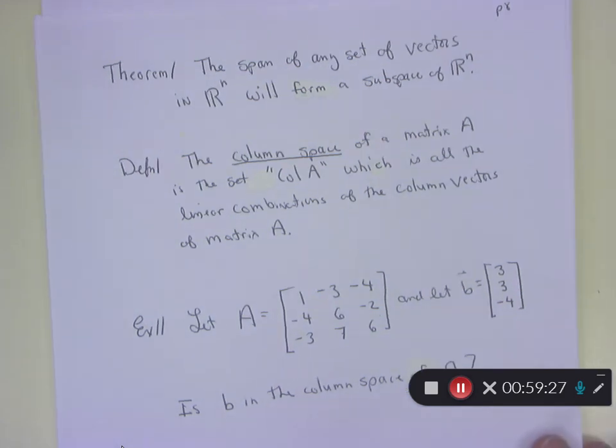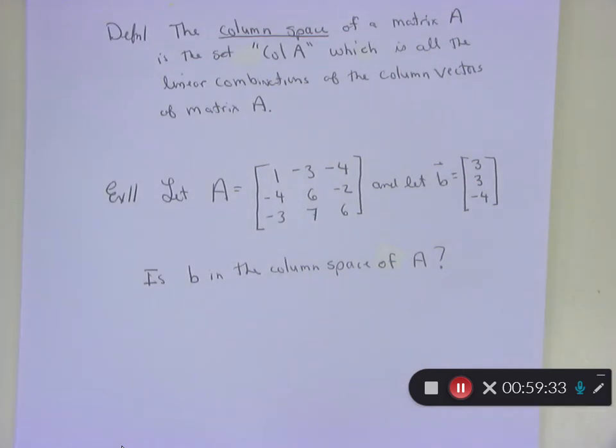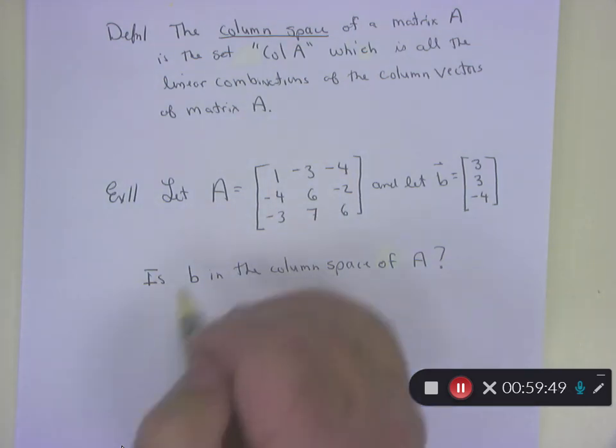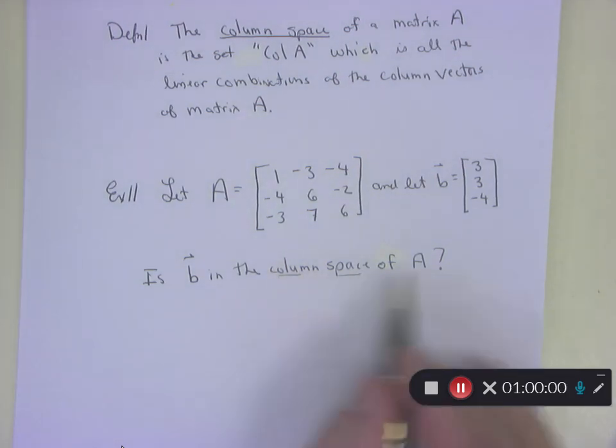Here we go. Here is a matrix. Matrix A has columns 1, -4, -3; -3, 6, 7; and -4, -2, 6. And let B be the vector 3, 3, -4. Question: is vector B in the column space of matrix A? If it is, why is it? Or if it's not, why not?